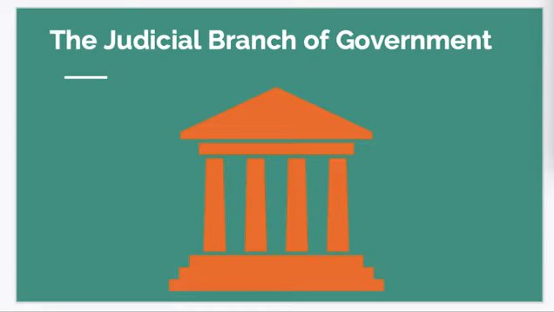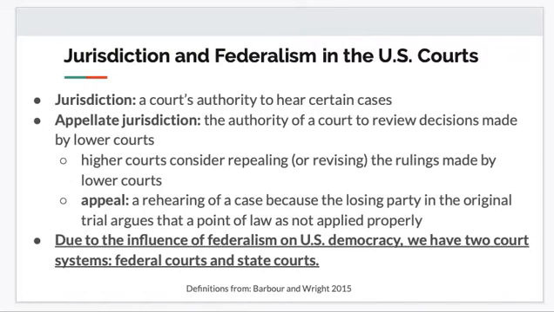Okay, so this video is going to be about the judicial branch of government. And if you've started on the Canvas modules, you might have noticed that when we talk about the judicial branch of government, we're really talking about three different court systems in the U.S. So we have the federal court system, the state court system, and also the tribal justice systems.